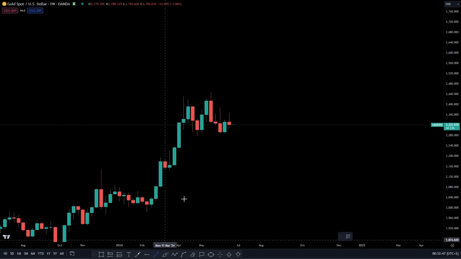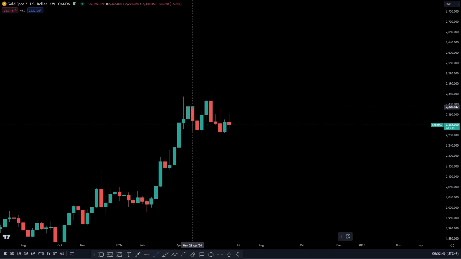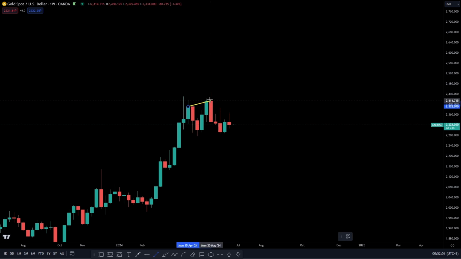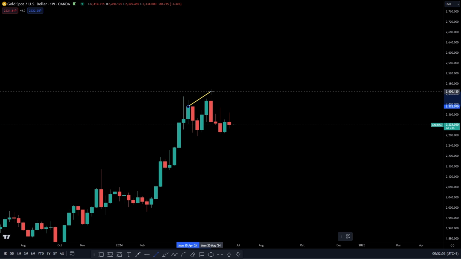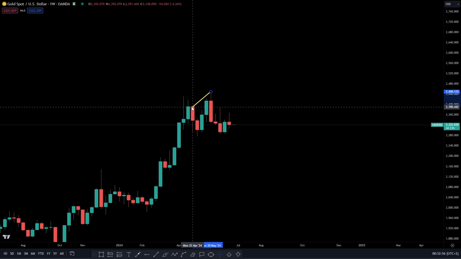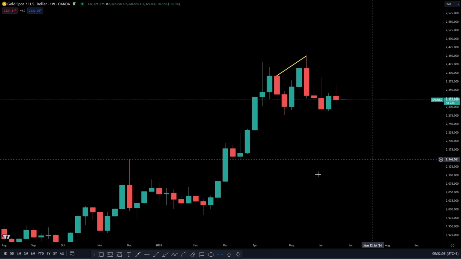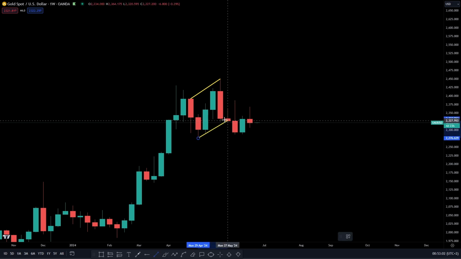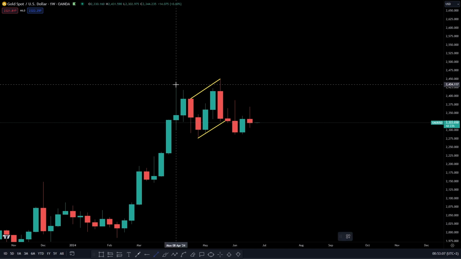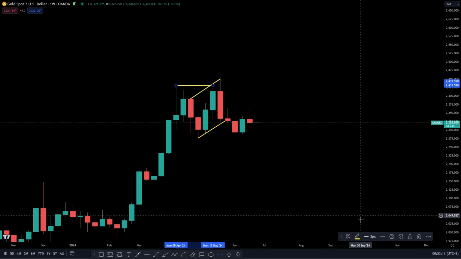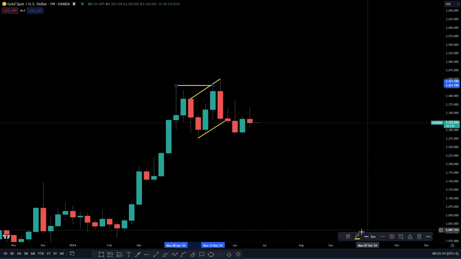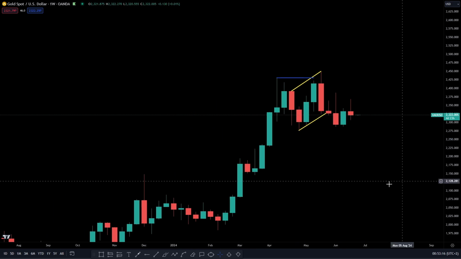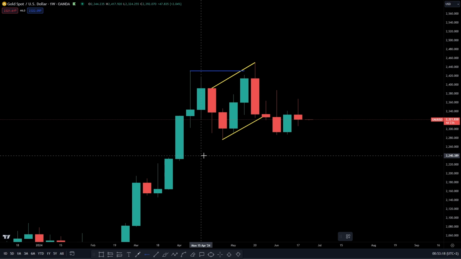So, to start things off, I'm gonna draw in market structure. I'm gonna draw in something like this. Also, gonna draw in something like so, and then I'm gonna draw in this, and I'm gonna draw in a low.